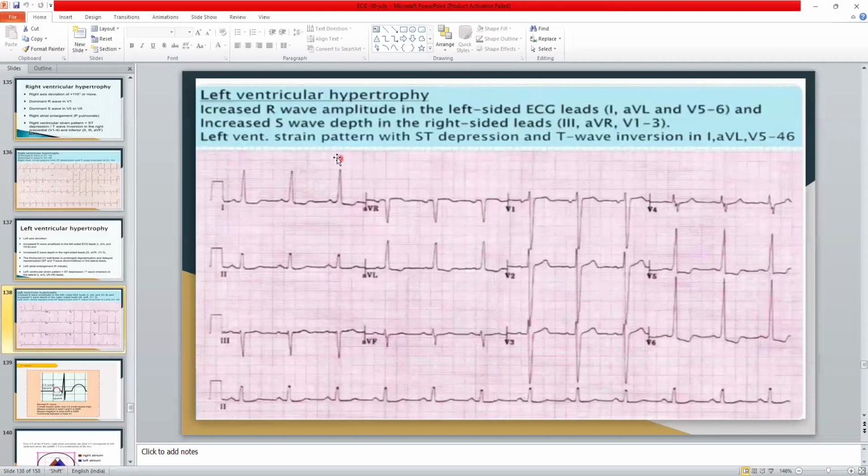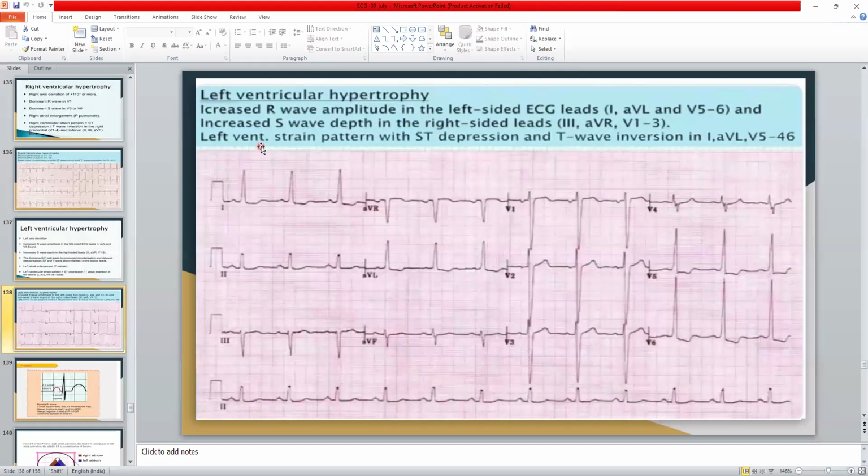And what about the S wave depth? The S wave depth in the right-sided leads is increased. Here is lead 3, it is increased here, and in AVR it is increased, and V1 to V3. You can see the amplitude of the S waves is greater than the R waves.